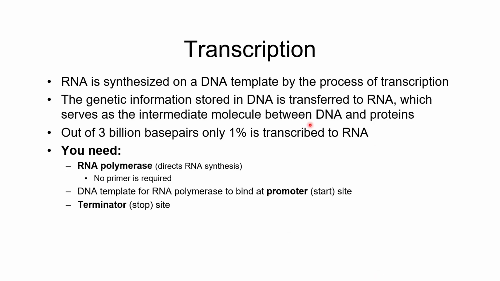In order for us to engage in transcription, we need an RNA polymerase. This directs the RNA synthesis. We don't need a primer like during replication. And then we're going to need a template, and that's where we'll start. And we're going to need a promoter site, that's our start site, and our terminator site.